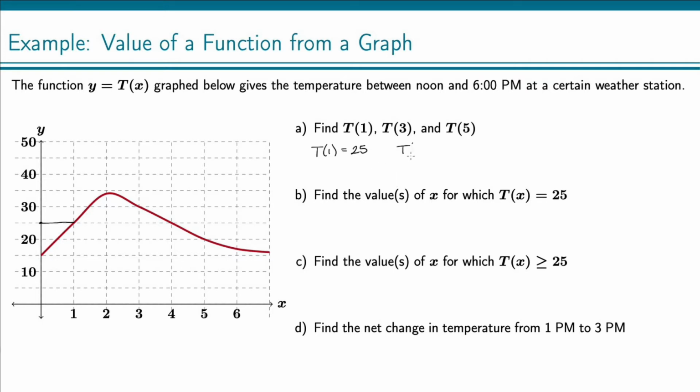For T of 3, same idea. We go over to 3 and go up to our curve, and we're right there. And we bring that over to the y-axis, and that's right at 30. That's our y value. And then finally for T of 5, we come here to x equals 5, go up to our curve, and bring this across, and the y value there is 20.